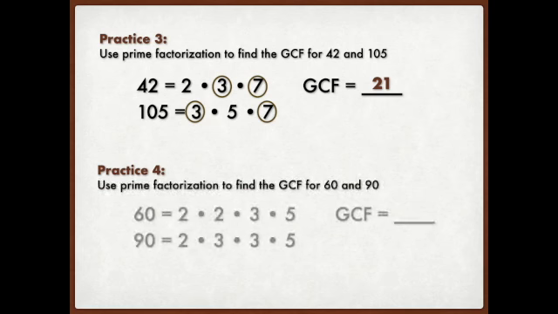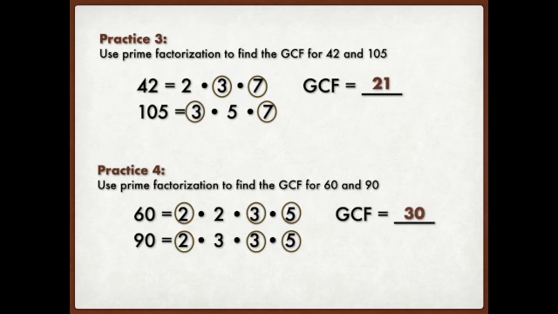Okay, let's do another practice. Let's focus on 60 and 90. Once I do my prime factorization tree, my factors for 60 are 2, 2, 3, and 5. For 90, it's 2, 3, 3, and 5. So the common ones are 2, 3, and 5. I multiply 2 times 3 times 5, and that gives me 30.